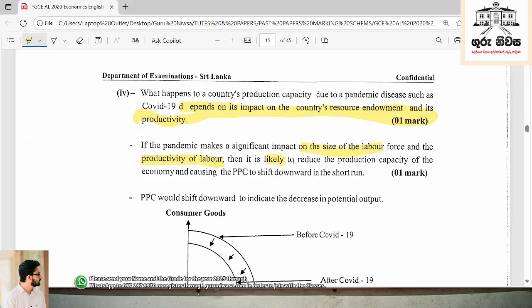It is likely to reduce the production capacity of the economy, causing the PPC to shift downward in the short run. 1 mark. The main point, Lamai, is that if COVID-19 affects factor endowment and productivity of factors of production, the PPC curve shifts to the left side, reducing production capacity or potential output. You get the point, Lamai.